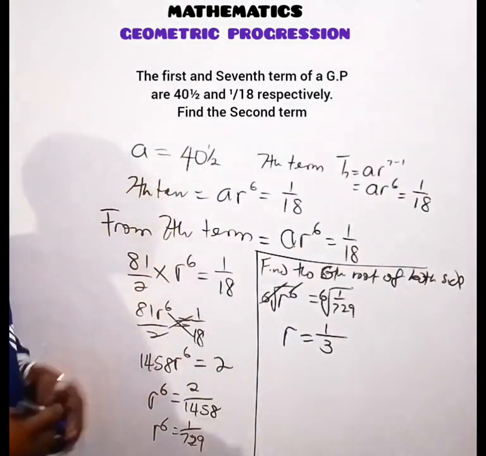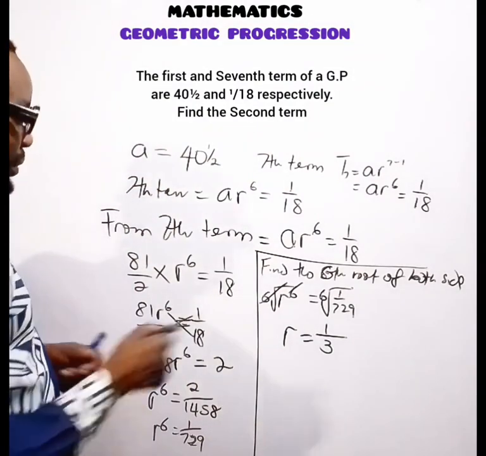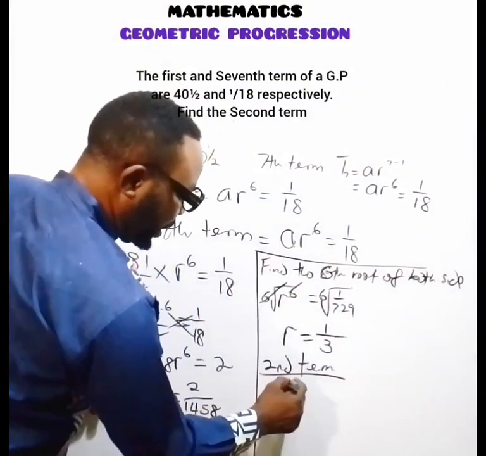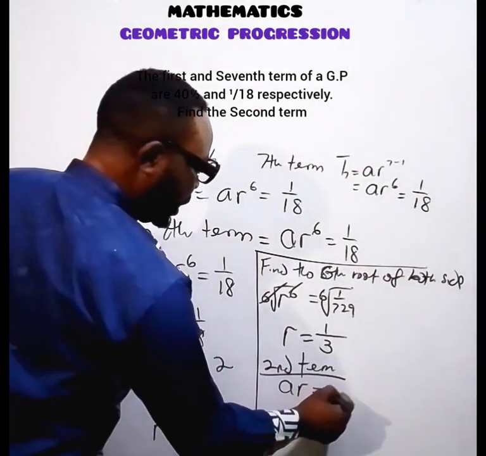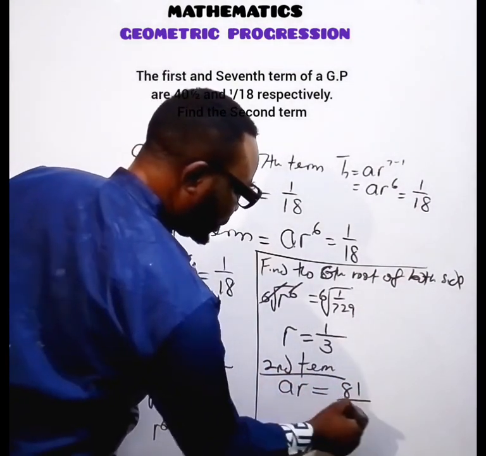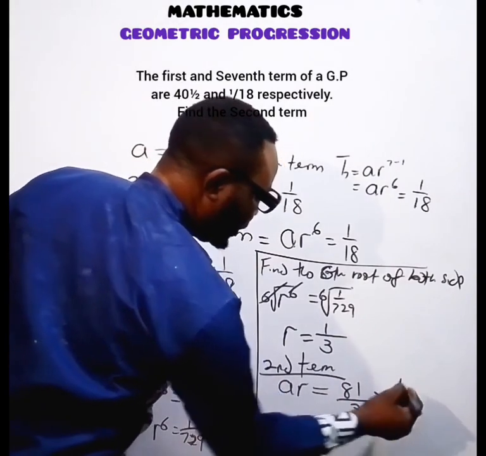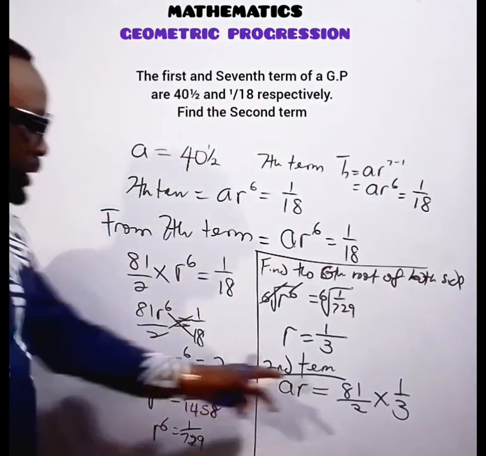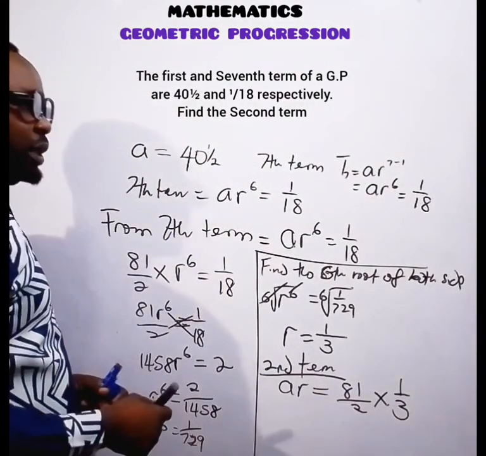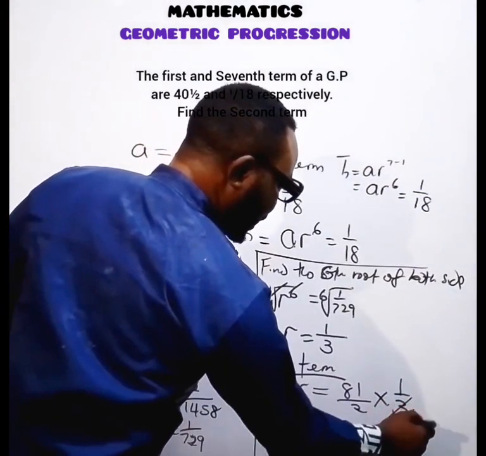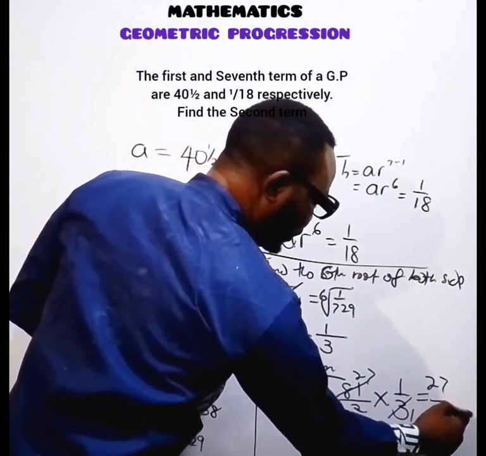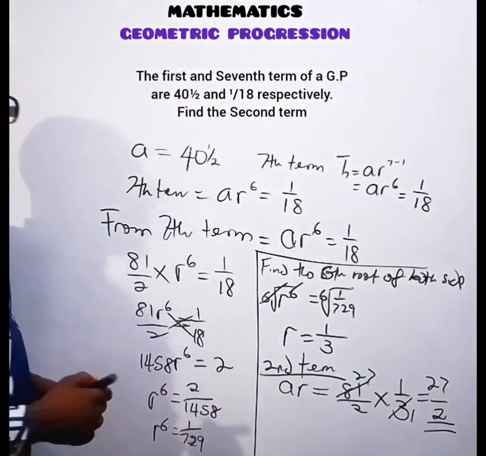Now, we are asked to find the second term. The second term will be AR, which is going to be equal to, what is the value of our A? That is 81 over 2 multiplied by 1 over 3. 81 over 2 times 1 over 3. That will be equal to, now if you check it very well, we can cut 3 here, 1, and 3 here, 27. So this will be equal to 27 all over 2. That is the value of the second term.